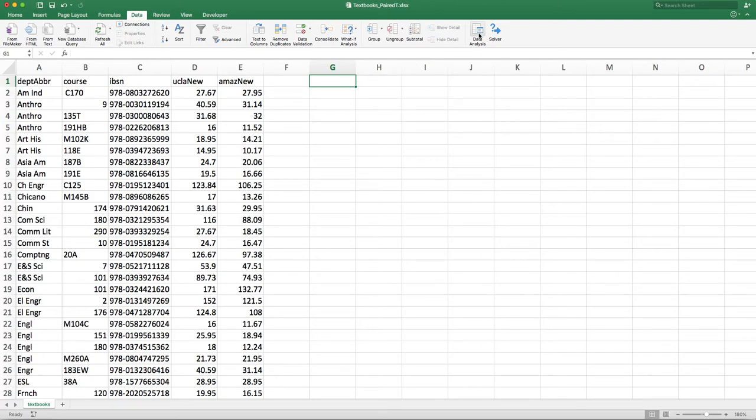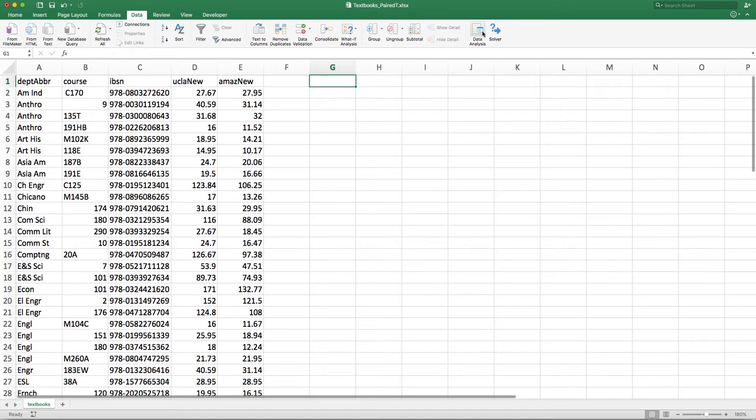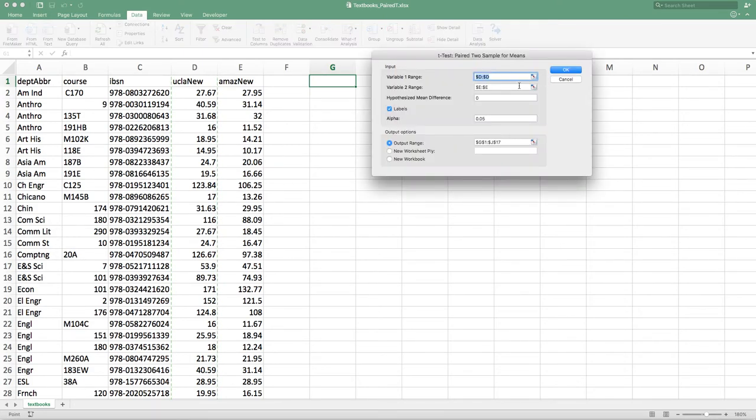Here we go. Go to Data and then Data Analysis. Pick t-test: Paired Two Sample for Means. So we are going to be looking to see if the average price from Amazon is significantly different from the average price from UCLA. So I press OK. We've probably seen these sorts of things before if you've used the toolbox before.